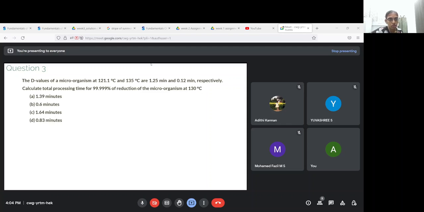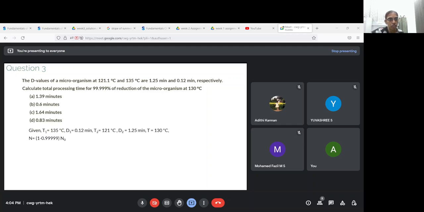So in this case, although you can find out N and N naught from this 99.999% reduction, you cannot use the same value of K or time for different temperatures, because higher the temperature, lesser is the time required to sterilize a product. So K and T will depend upon the temperature that you are using. So we cannot use our previous process. We'll have to use a different technique.